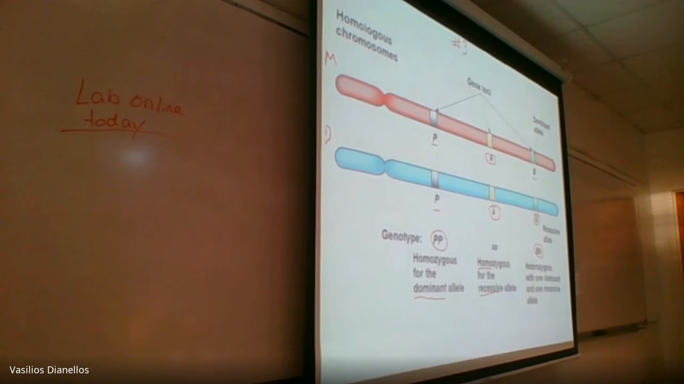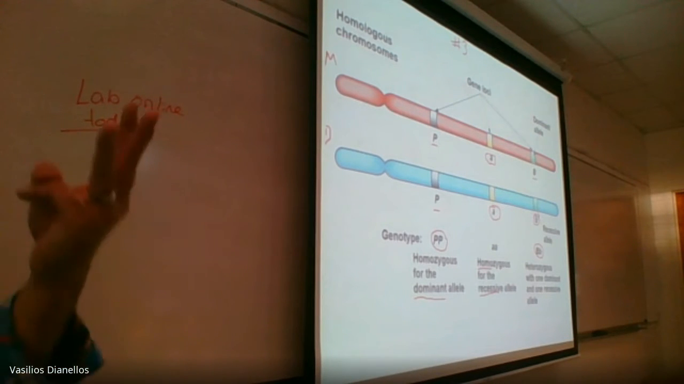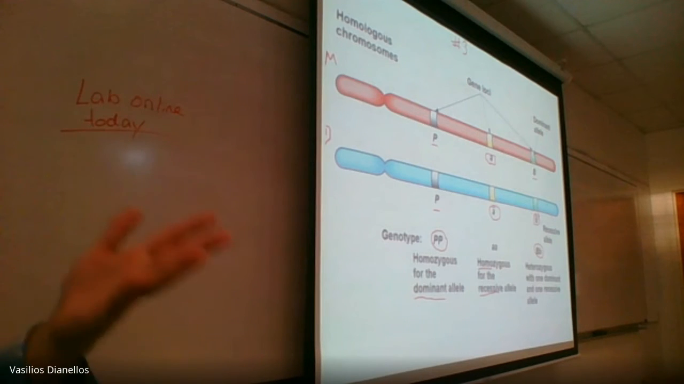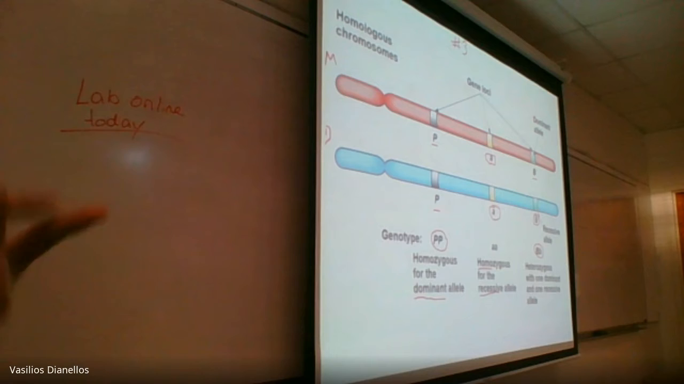And of course, this is just an example. Obviously the reason they chose 3 different genes to look at is because they wanted to give you all 3 options: homozygous dominant, homozygous recessive, and heterozygous. But of course, in real life, a chromosome is going to have many, many, many more genes than those 3. So this is just a simplified example.